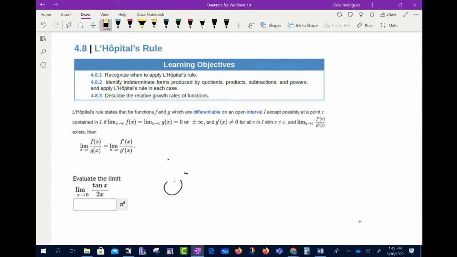L'Hopital's rule says we're going to take the derivative of the top and we're going to take the derivative of the bottom and then we're going to find the limit. So I'll give you a hint. The derivative of 2x is 2. That's my hint to y'all. Does anybody remember the derivative of tangent? Yeah, secant squared x. Excellent. Perfect. Good. Secant squared x, right?